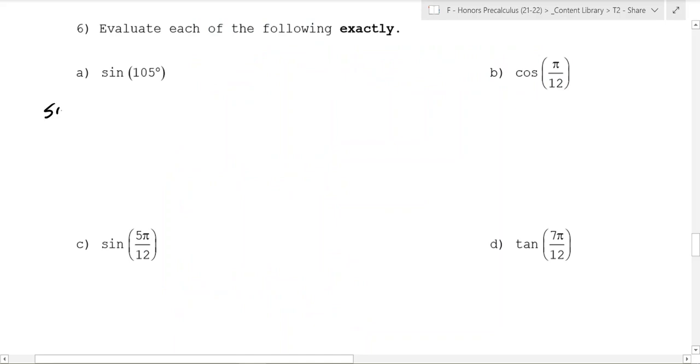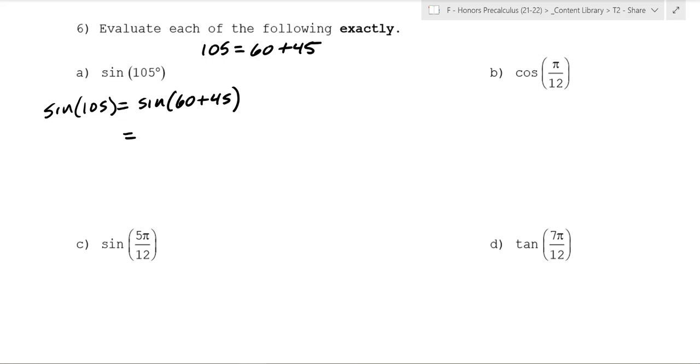Well, we can now find exact values here, because in this case, this is 60 plus 45. We're looking to break it into pieces that we know the exact trig values of. So this means that sine of 105 is going to be equal to sine of 60 plus 45. And you can use one of the identities from above, sine of A plus B. There's an identity above.